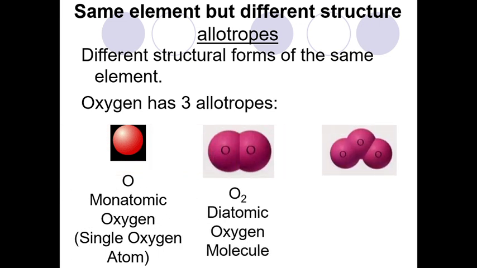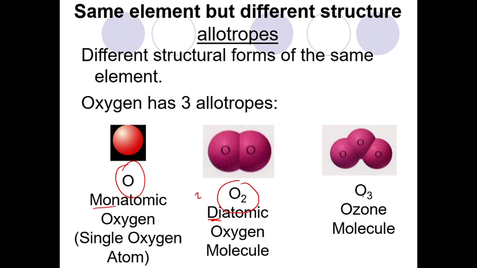Let's take oxygen for example. Oxygen alone is monoatomic, meaning it consists of one atom. It's a single oxygen atom, but it's still an element because it's still made up of one oxygen atom. Then oxygen is a gas in the atmosphere. It exists as O2, meaning two atoms, a diatomic element. And then your ozone molecule exists basically as O3, so there are three oxygens bonded together.